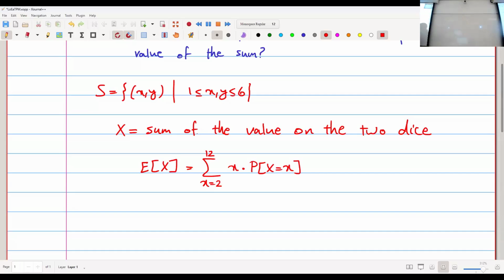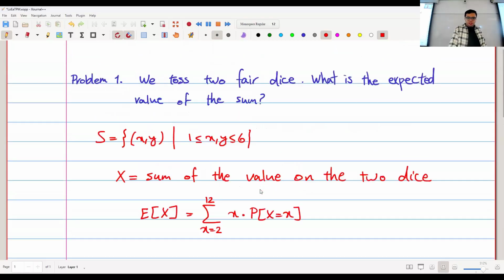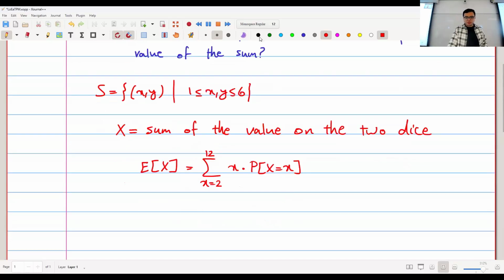Now, this is not impossible to compute, right? It's going to be kind of a headache, but not impossible. You can just go over all 36 of the cases. You can find the probability that x is equal to 2, 3, 4, all the way to 12. And then you can just do this sum, right? But of course, I don't like to do it like that. I want a simpler solution.